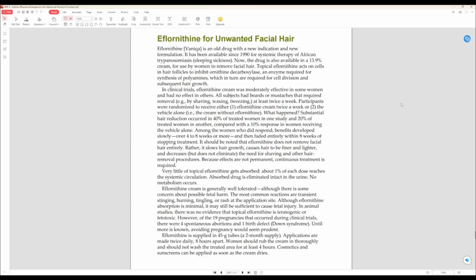Among the women who did respond, benefits developed slowly over 4 to 8 weeks or more, and then faded entirely within 8 weeks of stopping treatment. It should be noted that the cream does not remove facial hair entirely. Rather, it slows hair growth, causing hair to be finer and lighter, and decreases the need for shaving or other hair removal procedures. Because the effects aren't permanent, continuous treatment is required.